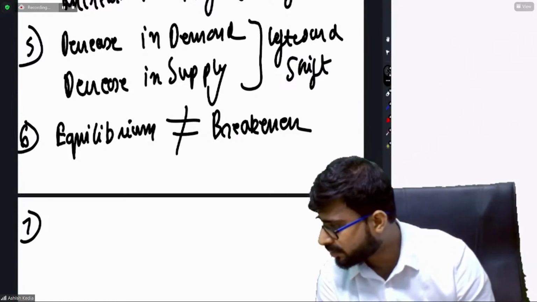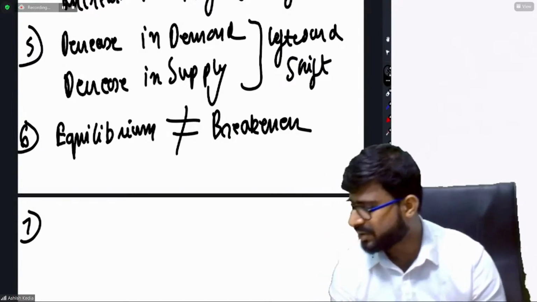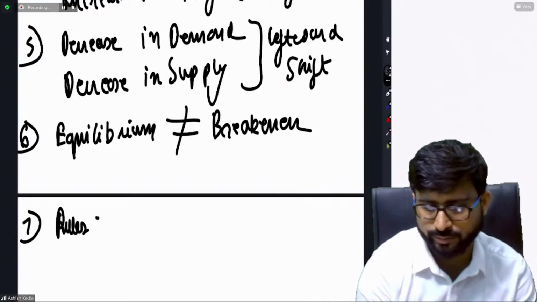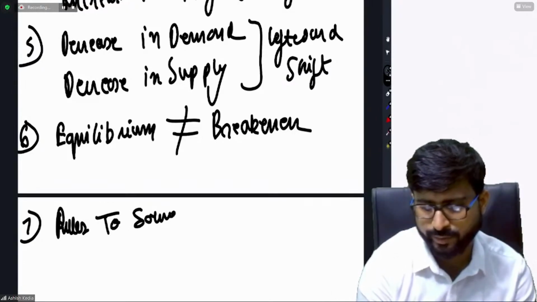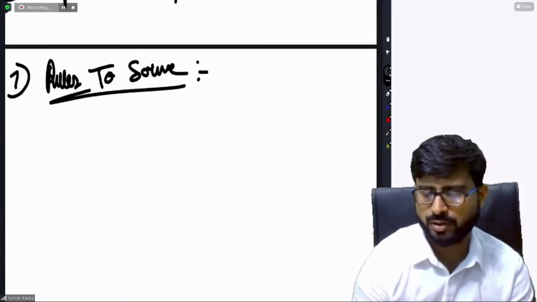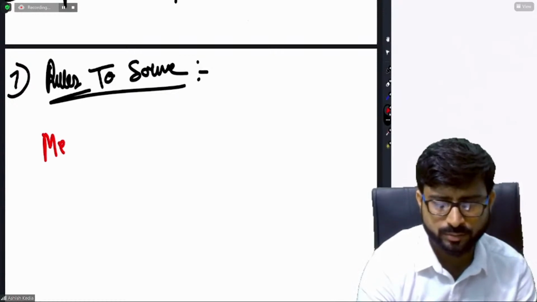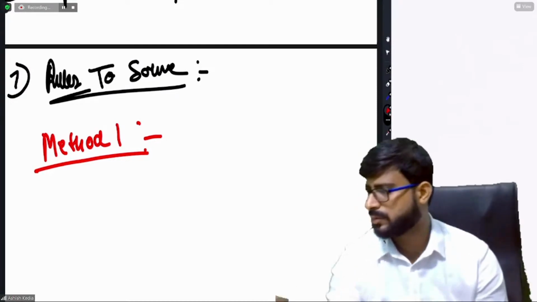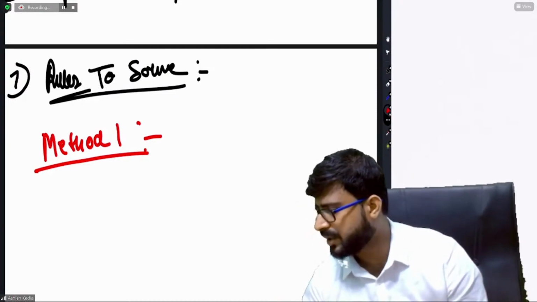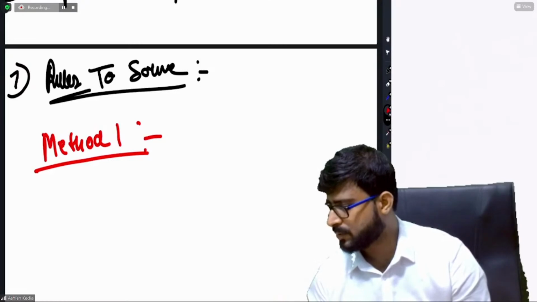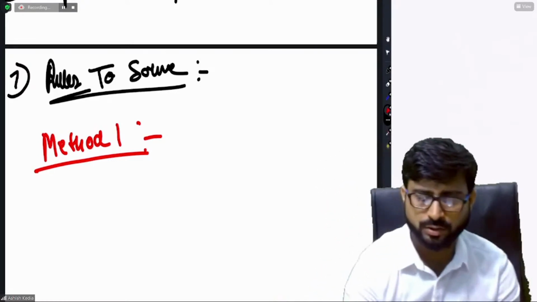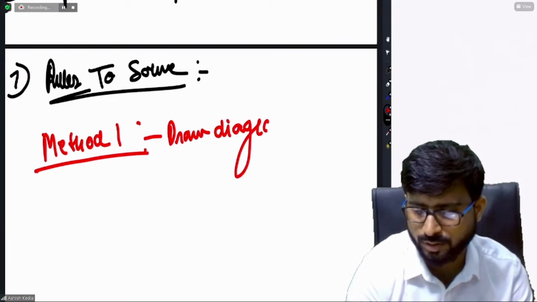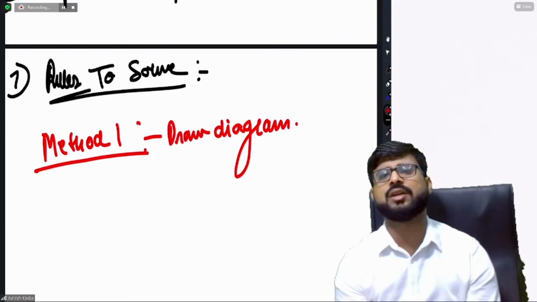Number seven. Rules to solve. Method one. Always, always, always in method one, remember, draw the diagram. That is the easiest method.